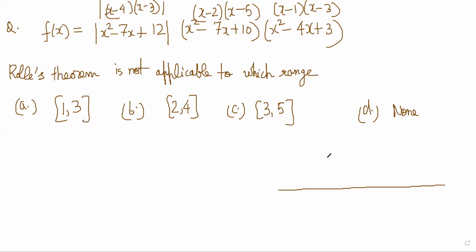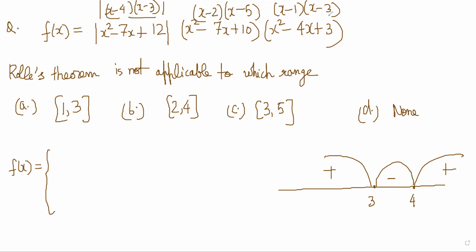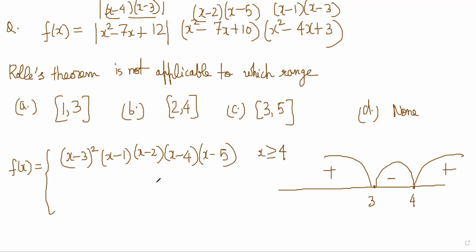So the points that you have to worry about are 3 and 4, right? Beyond 4, the function should be positive. Between, it should be negative, and below, it should be positive. So the function definition will become, let's do the beyond 4 part. In that region, it is plus, plus, plus. It will be x minus 3 whole square, x minus 1, x minus 2, x minus 4, x minus 5, for x greater than or equal to 4.